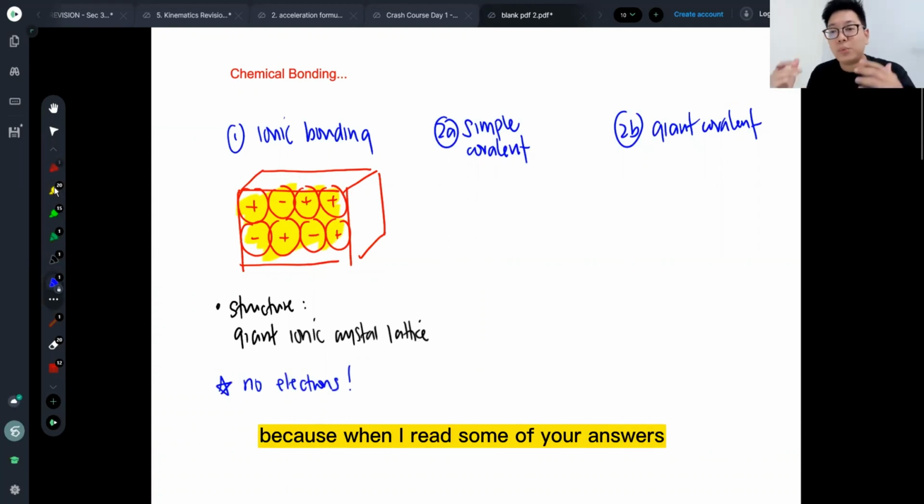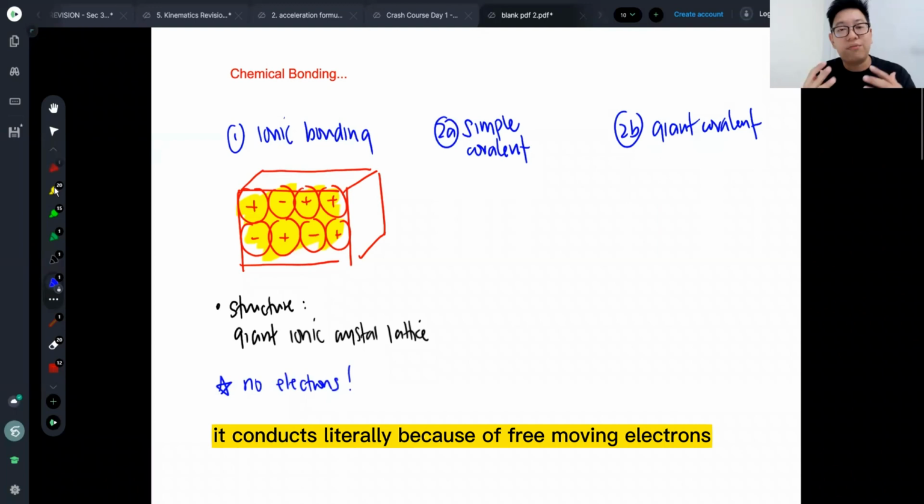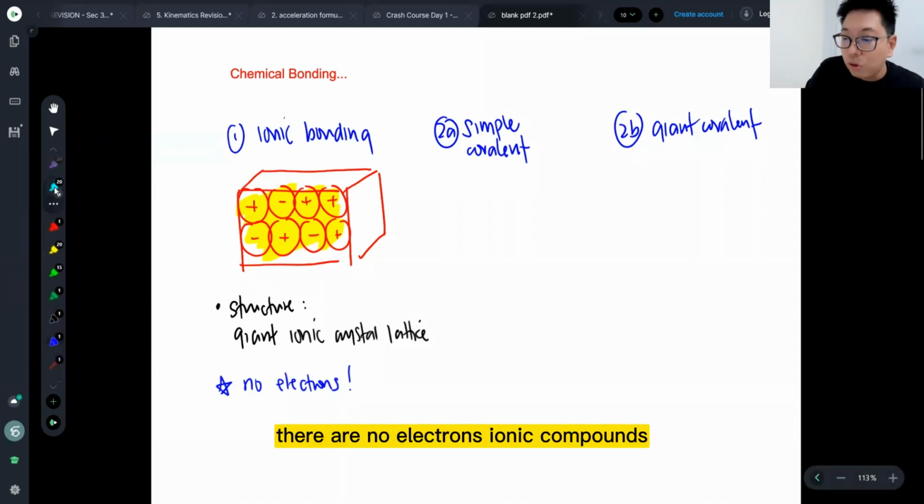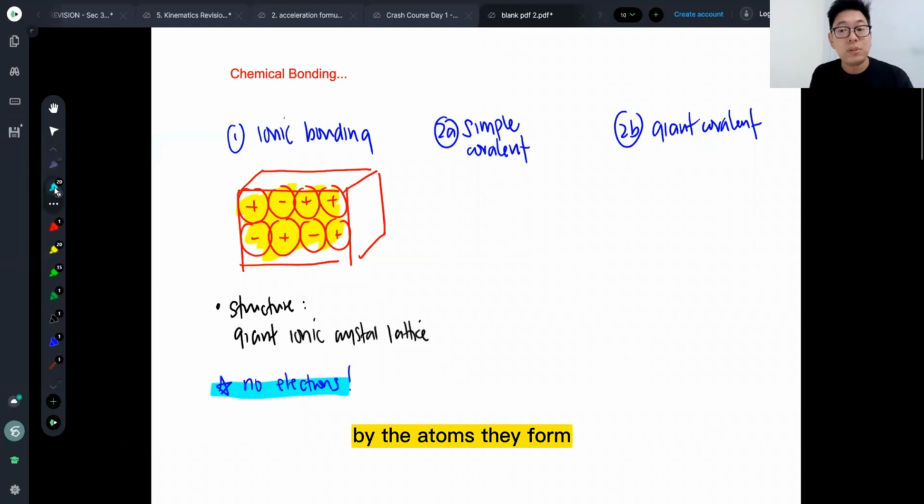Why is this important? Because when I read some of your answers, some of you write, oh, it conducts electricity because of free moving electrons. And I get really freaked out, all right? I get really shocked. There are no electrons in ionic compounds. The electrons have been lost and gained already by the atoms. They are forming your cations and anions. So just watch out for them. There are no electrons here.